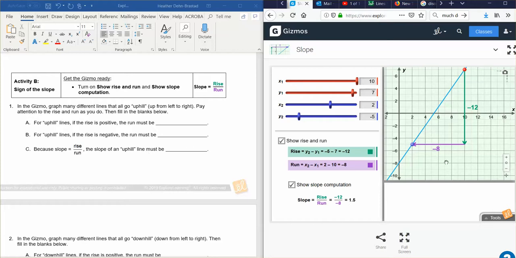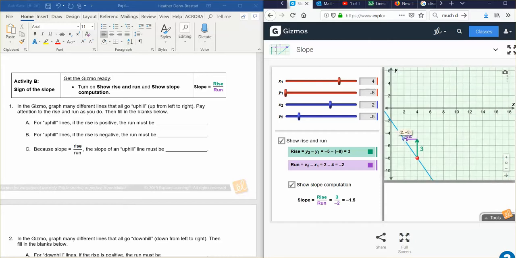Because slope equals rise over run, the slope of an uphill line must be, you're going to fill in positive or negative there. If you get negative divided by negative, that's a positive number. And of course, a positive when we had the blue dot on top. A positive divided by a positive is also a positive number.